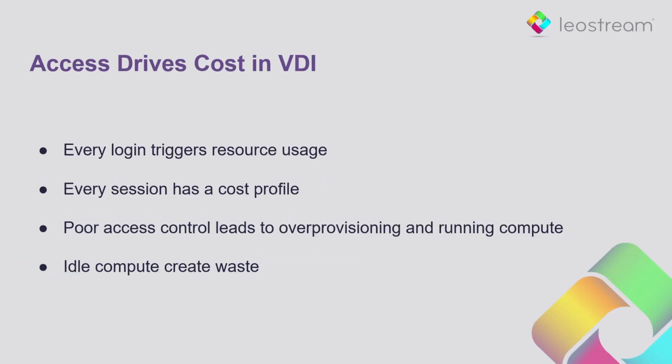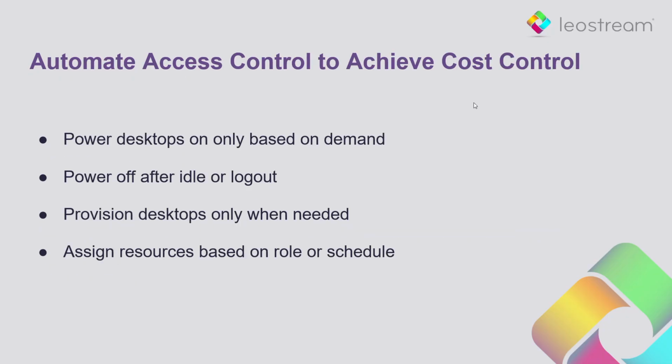So the key really is to realize that it's actually about access control. Users require access to these compute instances in the cloud so they can get their job done. But if you have poor access control that doesn't automate access, then you will end up with over provisioning of capacity and you will end up with running instances that are actually idle. So what you need is automation. And that's what the Leostream platform gives you, is a way to automate access control so you can achieve cost control.